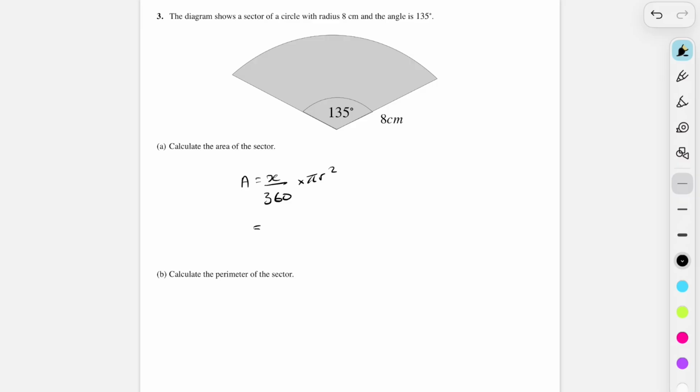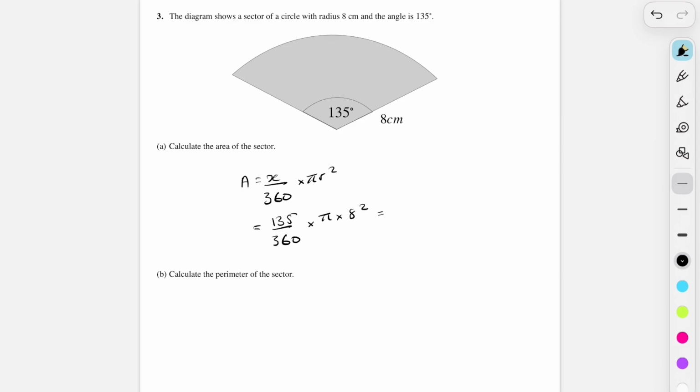In this case, the angle is 135, so 135 over 360 times pi times 8 squared. Now this one doesn't say whether to give it in terms of pi or to leave our answer to a certain number of decimal places. So I'm just going to leave it to 3 significant figures.